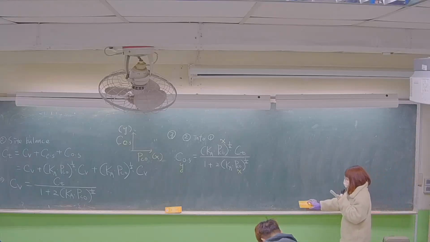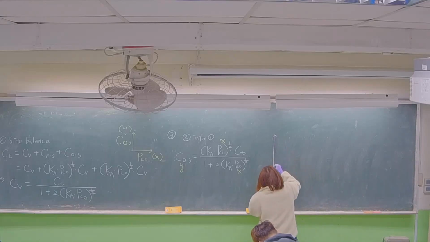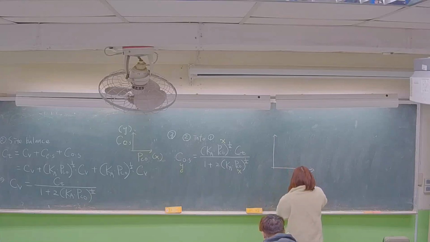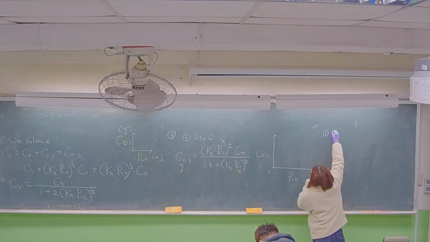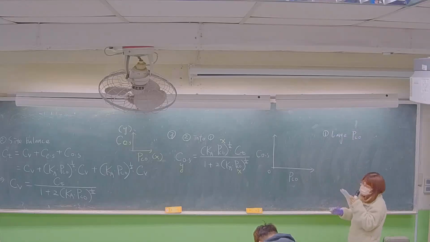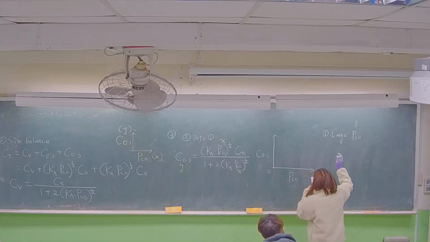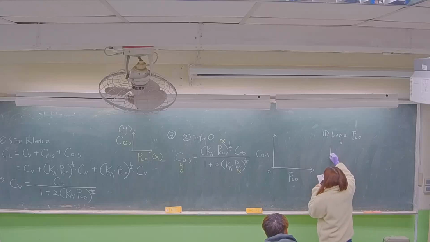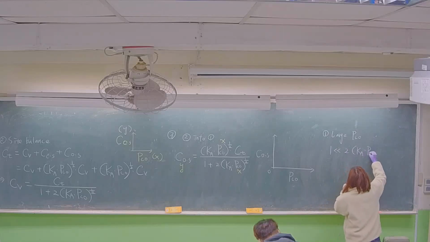Okay, so again, how to draw the isotherm? We divide the region into two parts, the large P or small p. Large P or small p. So first at large P_CO. We use the same technique, okay? Large P_CO, we compare this one. If P_CO is large, that means the relation, right?